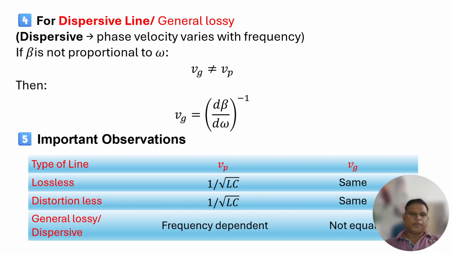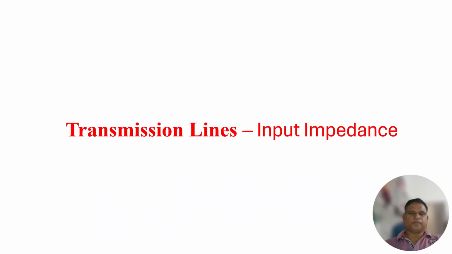Four important observations here: for lossless transmission line, the phase velocity and the group velocity are the same. For lossless and distortionless transmission line, the phase velocity and group velocity are the same. For lossy transmission lines or dispersive transmission lines, the phase velocity is dependent on the frequency. So the phase velocity and group velocity are different.